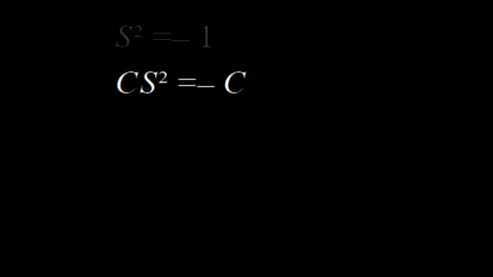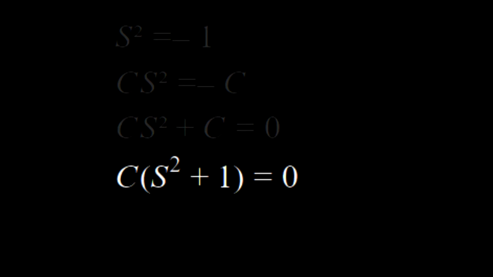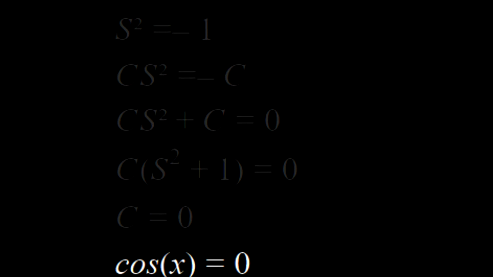Let's jump to S squared equals negative 1, where we integrate the C's to the equation. Next, let's put the right C to the left, equating to 0. Next, we factor a C, where we are left with two factors, C and S squared plus 1. Now, we equate each factor to 0, making C equals 0 and S squared plus 1 equals 0. As we've learned the hard way, S squared plus 1 equals 0 gives us no real solution, ultimately leaving us with C equals 0, or cosine x equals 0.